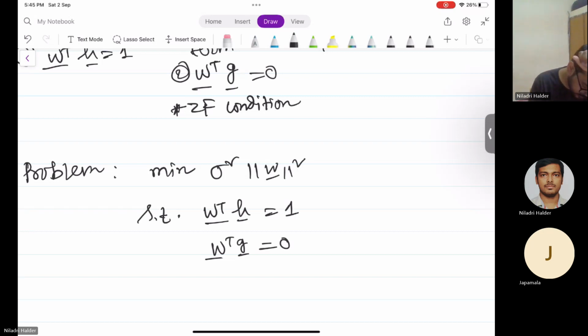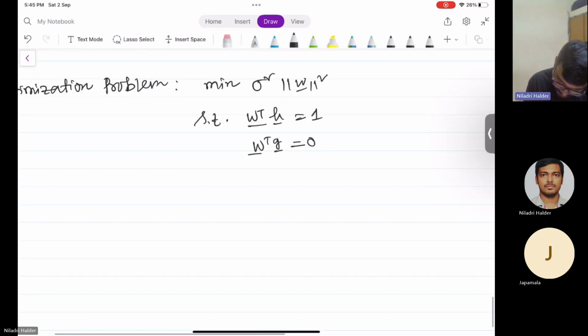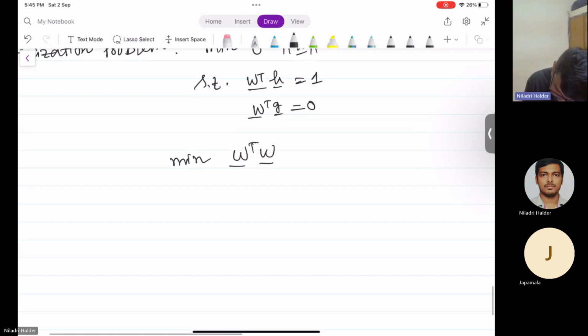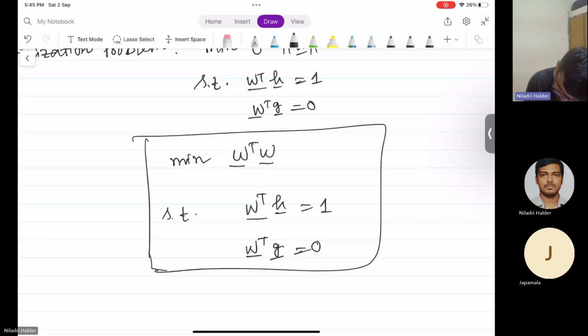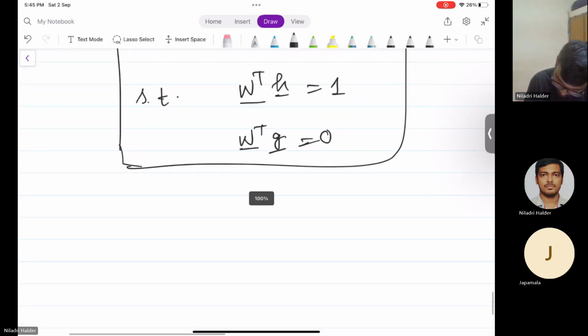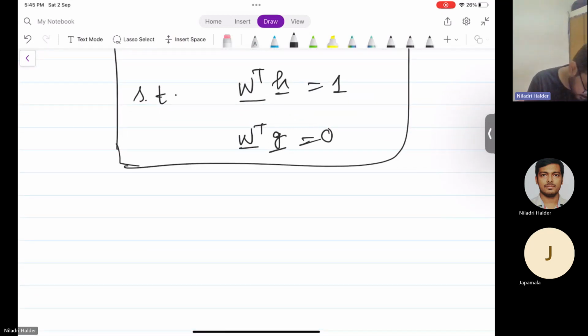This can be written similarly. We can write the minimization of W transpose W, subject to W transpose H equal to 1 and W transpose G equal to 0. So this is the constrained optimization problem. So how to do that?